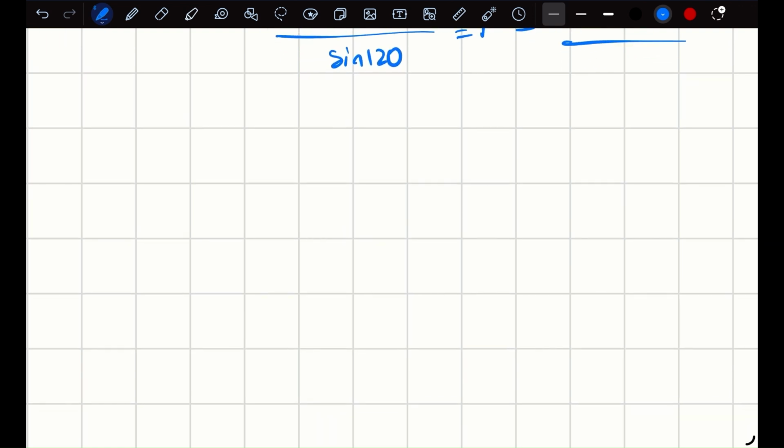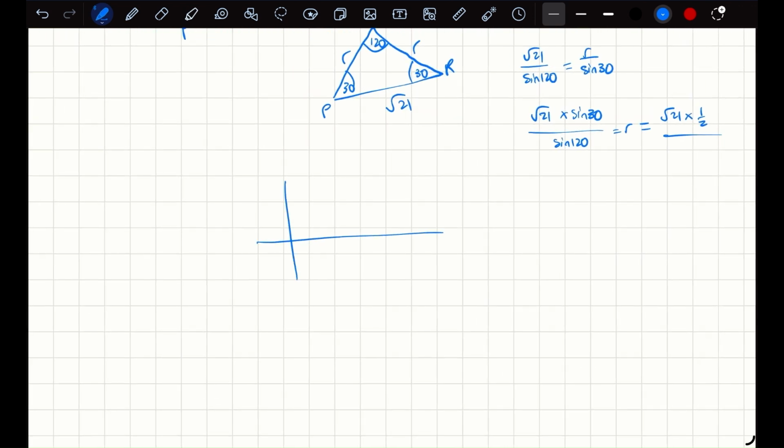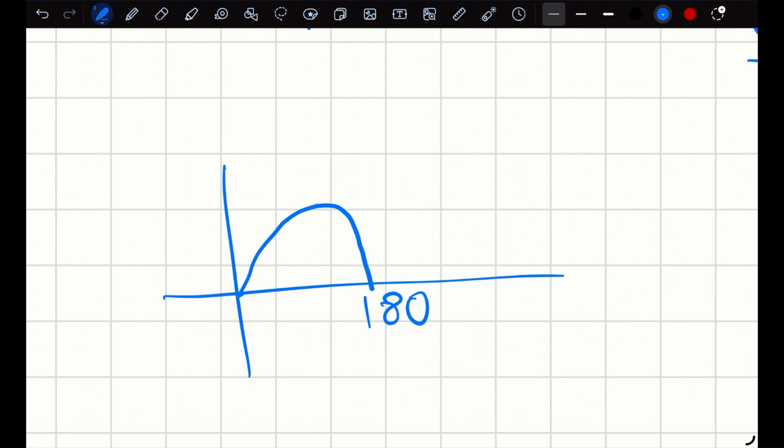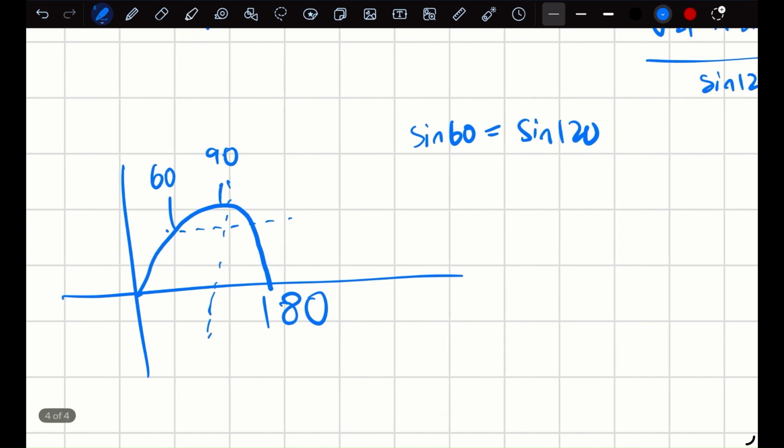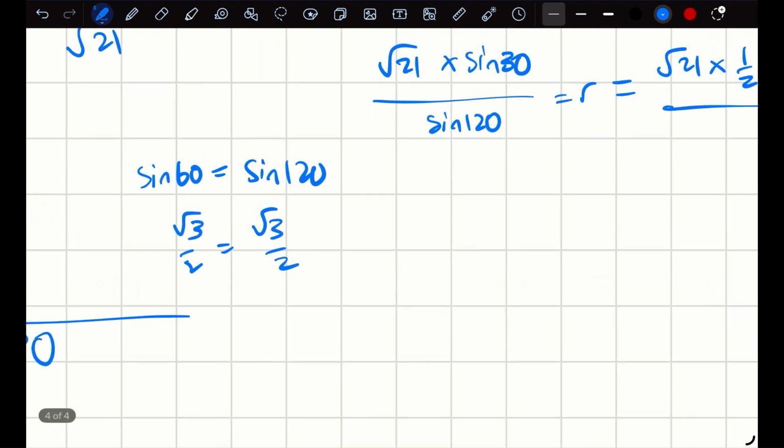And sine of 120, well, if we draw out a sine graph here, right, this is 180 degrees. This is 90, okay? And this over here is 60. Remember, the sine graph is symmetric over 90 degrees. So sine of 60 equals sine of 120. So sine of 60 is equal to root 3 over 2. So therefore, sine of 120 equals root 3 over 2. And now we're going to substitute that back in.